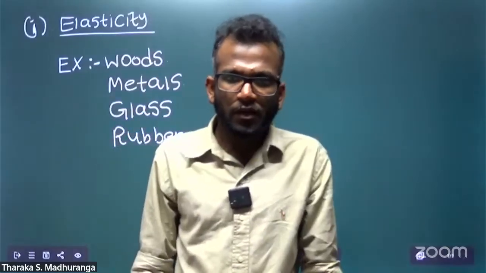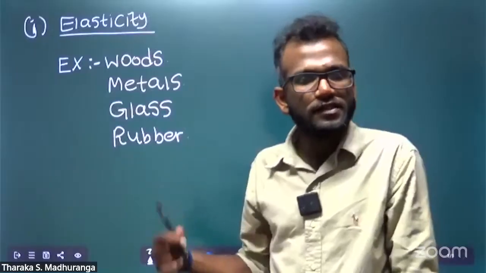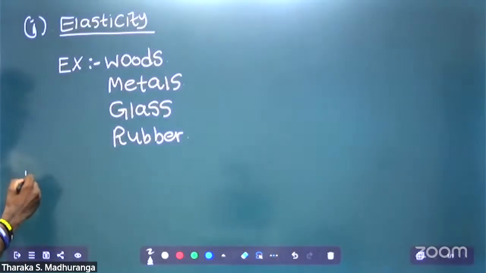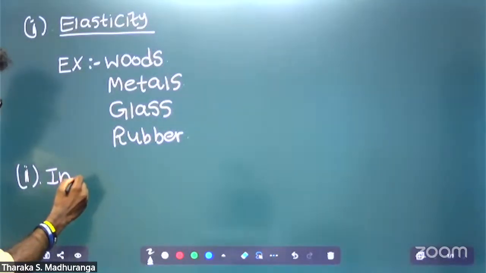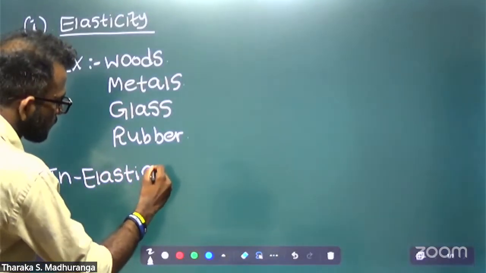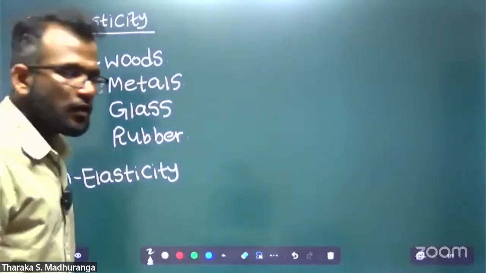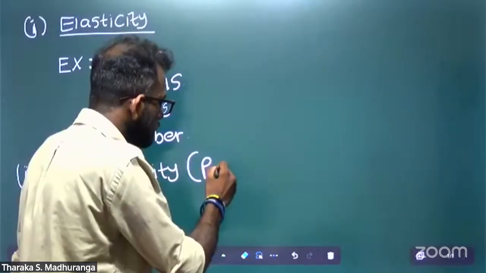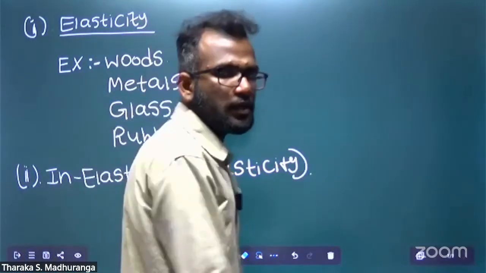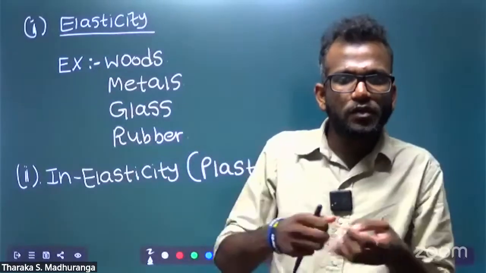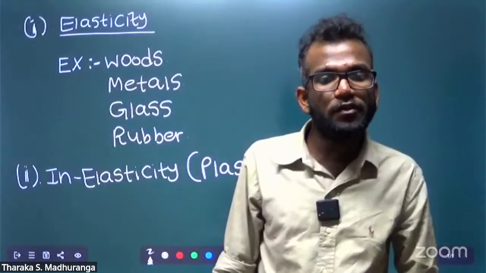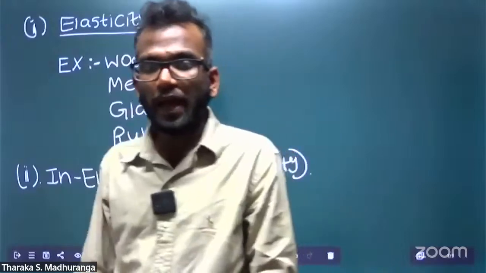Okay, if you understood elasticity, the second one is inelasticity. Inelasticity means plasticity. Plasticity means when we apply external force on this object, it deforms, then does not come back to the same position. That's the meaning of inelastic objects or plasticity objects.